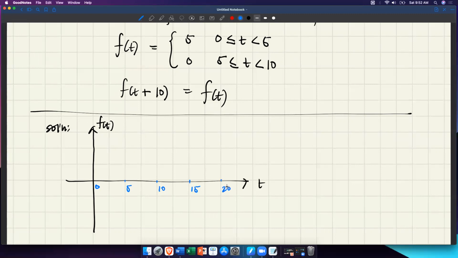From 0 to 5, the value is 5. Assuming this is 5. The value is 5 from 0 to 5. And then from 5 to 10, the value is 0. Since this is a periodic function, the function will just repeat itself. This is now your periodic function.